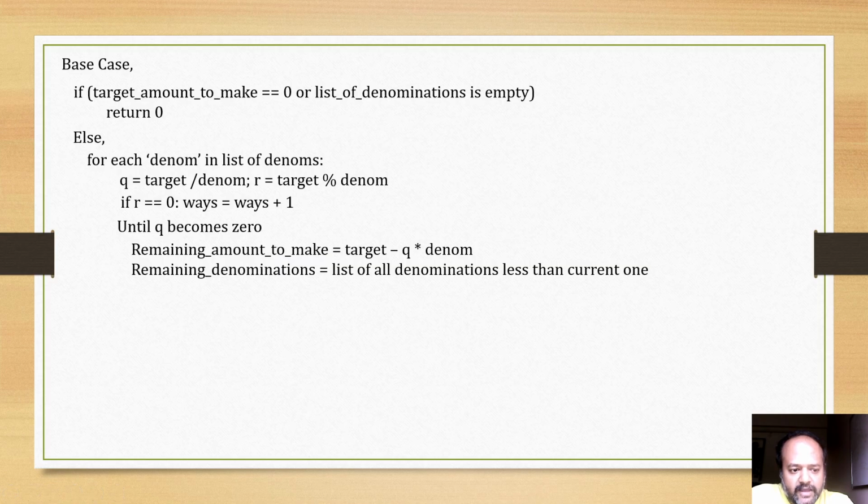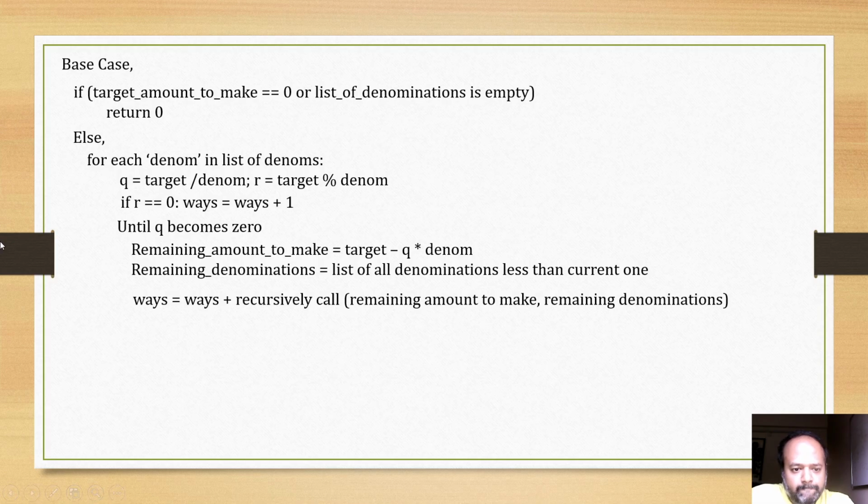So 2 5 pies you take, or 2 2 pies you take. So from 5 you take out 4. Then after you finish it, you take 1 2 pies. So from 5 you take 1 2 pies. Remaining is 3 pies, and finally 0. So that's the remaining amount to make, and the remaining denominations is the list of all the denominations less than the current one. So this is the base case. This is the recursive step. Now total ways is the ways plus the recursively called remaining amount to make with the remaining denominations. So this exactly is a simplistic way to recursively approach this coin sums problem.